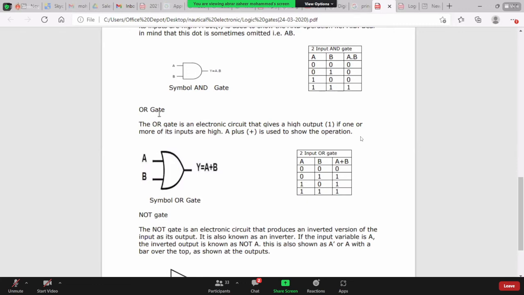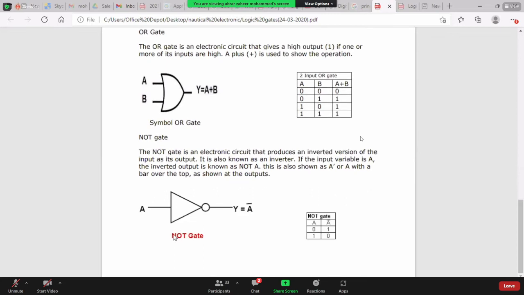Next is the NOT gate. The NOT gate is an electronic circuit that produces an inverted version of the input as its output. Okay. So here we can see the symbol of the NOT gate. The input is A, the output is A bar. If the input is A, the output is A bar. This is the NOT gate.